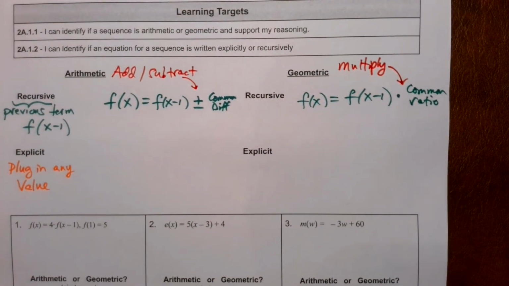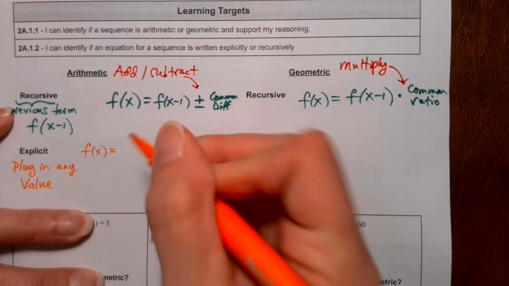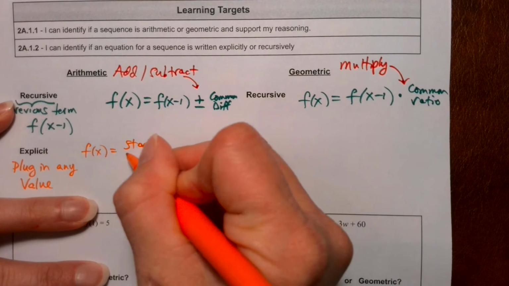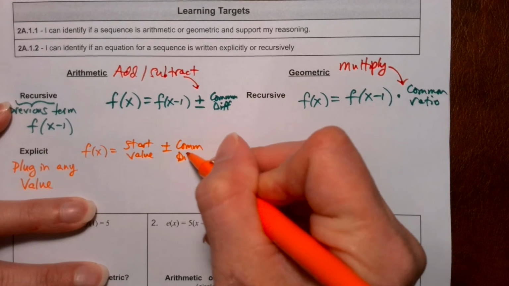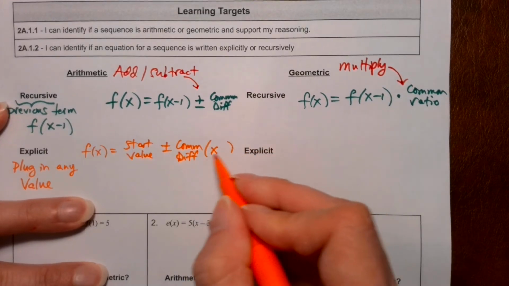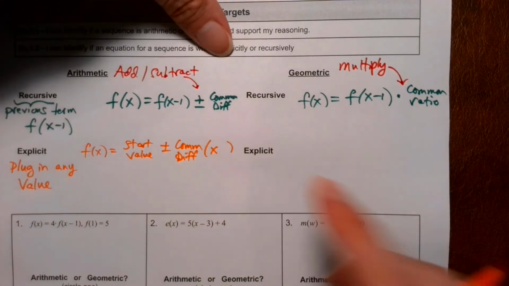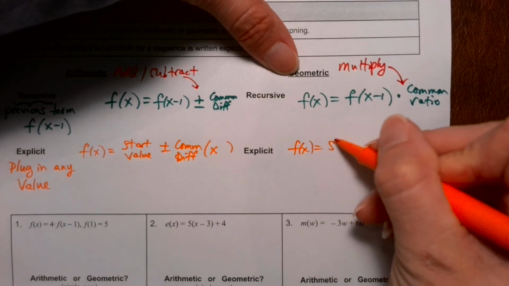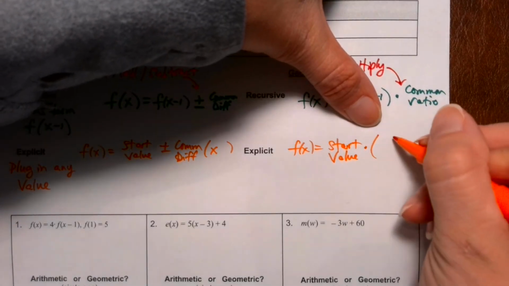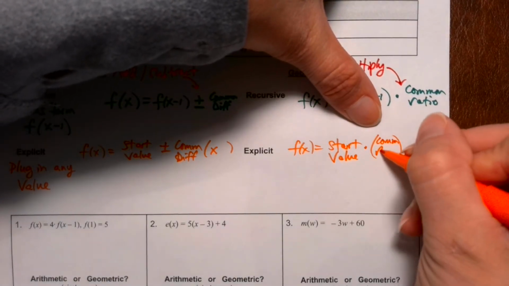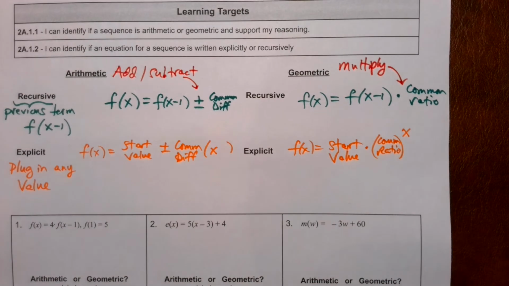Okay. What does the explicit function look like? So f of x equals, we usually have a starting value, plus or minus the common difference, and then there's usually some sort of x term, which may or may not be 0. The explicit for geometric, f of x equals, you have a starting value, and then you're going to be multiplying by the common ratio, and then you're going to have a power, x, which may or may not have something added or subtracted to it.